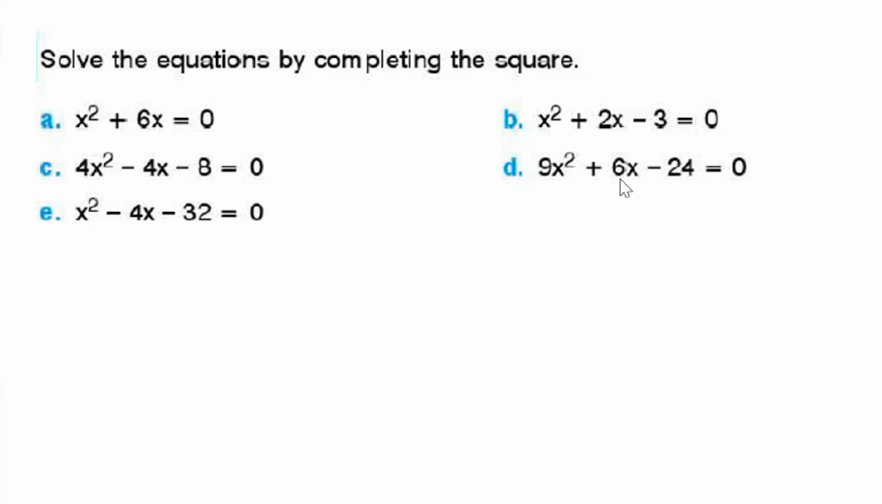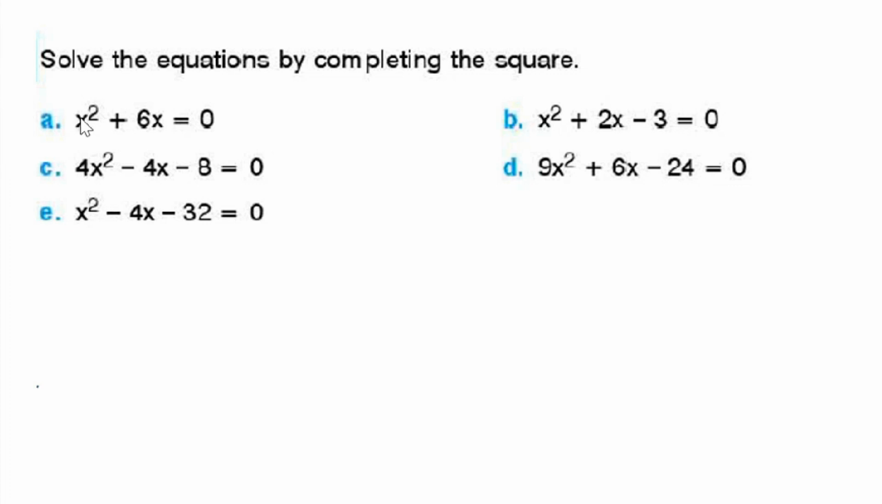Okay, so the next we have here is solve the equations by completing the square. So in this problem we are asked to solve the equations by completing the square. So in solving the equations using completing the square, first of all, you are going to find the value of b, if the value of a equals 1, just like in the example letter A. So our equation there is x squared plus 6x equals 0.